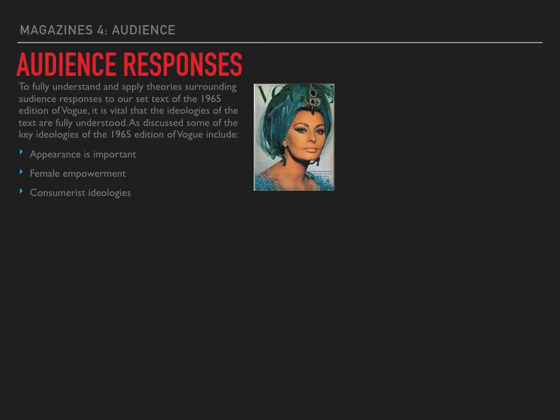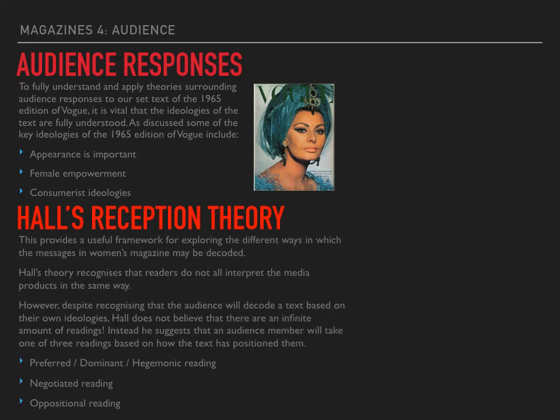So now that we can understand the ideologies of the text we're studying, we can start to apply an old friend, Hall's reception theory. This provides a really useful framework for exploring the different ways in which the messages in the magazines might be decoded or read. Hall's theory recognises that readers do not all interpret media products in the same way. However, despite recognising that the audience will decode it based on their own ideologies, Hall doesn't believe that there are an infinite amount of readings. Instead, he suggests that an audience member will take one of these readings based on how the text has positioned them. The first one, the preferred, dominant or hegemonic reading.